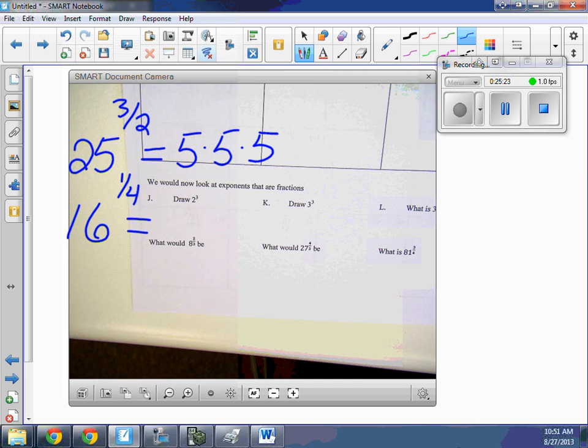Okay, that's good. What about 16 to the 1/4? Can 16 be broken into 4 equal multiplications? What to the 4th is 16? 4 times 4 is 16, but we only use 2 of them. 2 times 2 is 4, times 2 is 8, times 2 is 16. So it's 4 2s. How many 2s are in my answer? Just one of them. So the answer is 2.